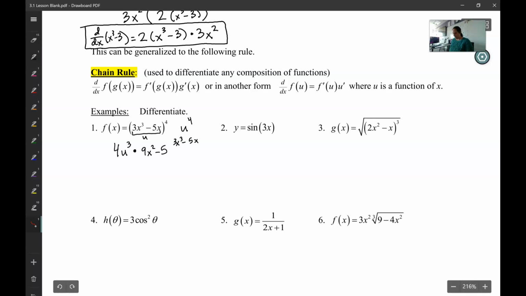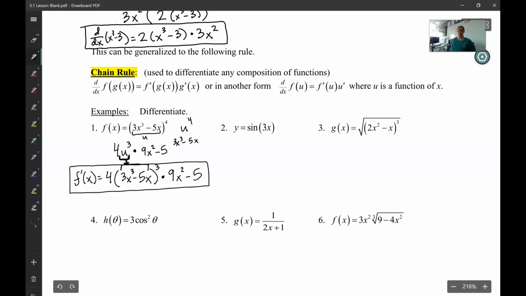So I took the derivative of the mommy times the derivative of the baby. And my one last step is I'm going to substitute what u is back in here. So u was 3x cubed minus 5x, all of that cubed. So I just took that and substituted it in. And then times my 9x squared minus 5. And don't forget to label this. A couple of you lost points on your last test for that. And there we go.